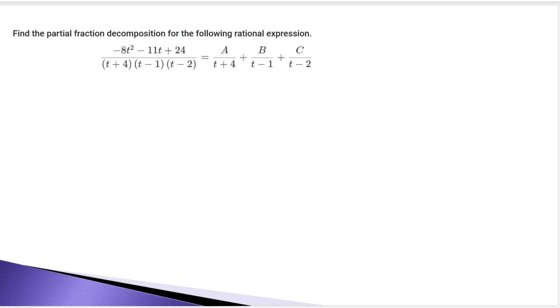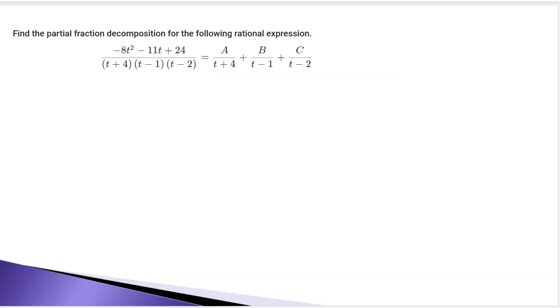Hello everybody. I want to show you a trick that can help you reduce the amount of work you need for partial fraction decomposition problems. It will not work 100% on every problem, meaning if you get an answer to these, the answer will be right, but you may not always get an answer.